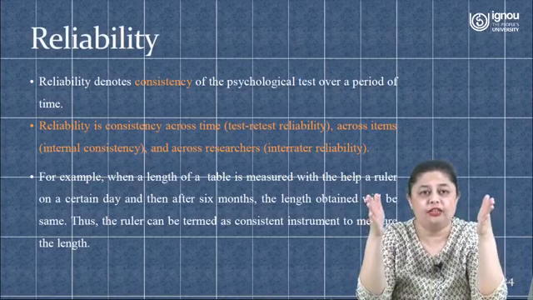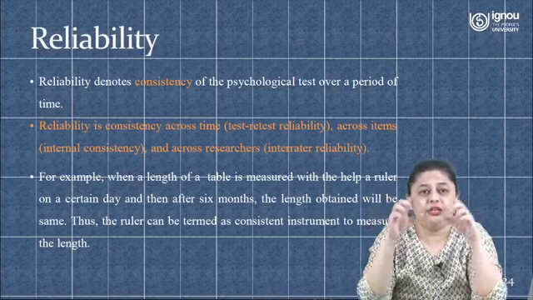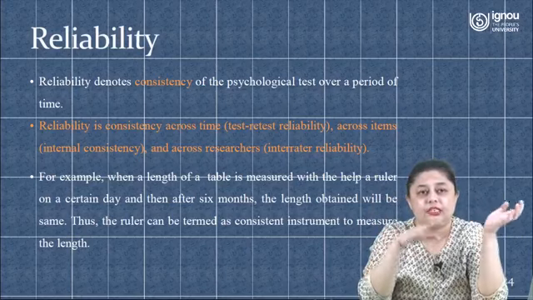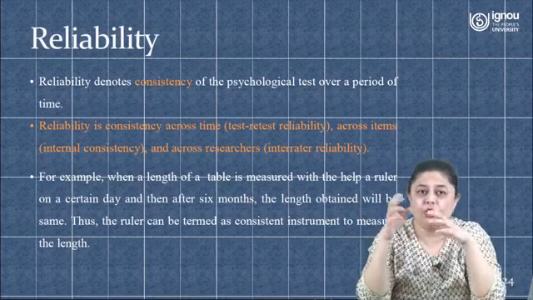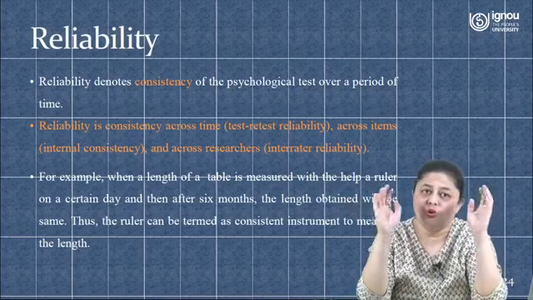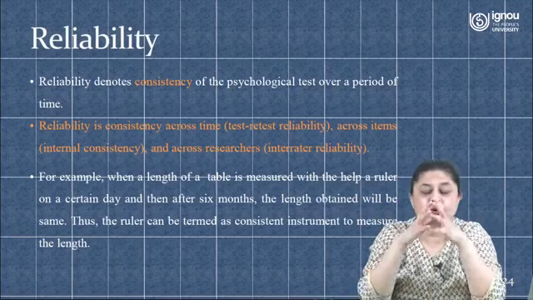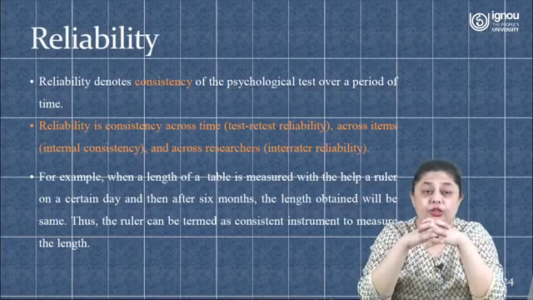It's not going to change. If you measure the length of a table, say 6 months before and 6 months later, obviously it will remain the same. So you are not worried about the reliability in that context. But then what about human beings?